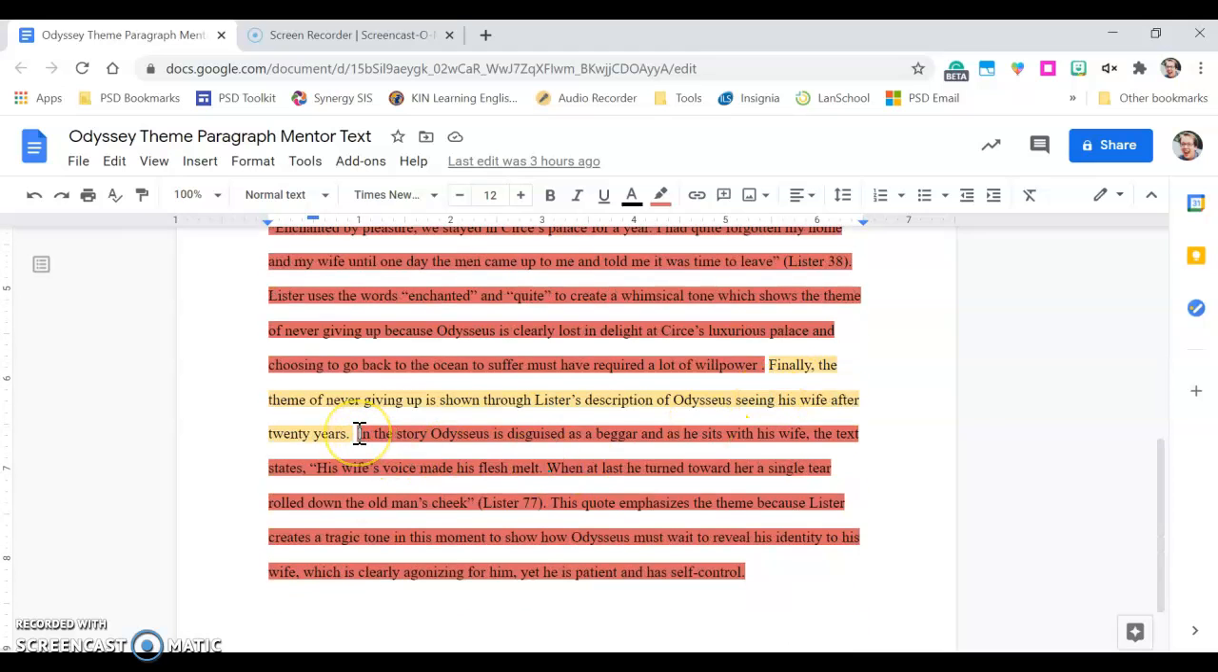the evidence sentences are always going to start with some sort of transition, or they're going to start with context. So, "In the story, Odysseus is disguised as a beggar, as he sits with his wife, the text states." So again, sometimes we use that context to help give a little bit more of a background. That means we do not have to quote this part of the book, because we just summarize this part, and then we can focus our quote on the part that we're going to be analyzing in our elaboration. So use context, use a transition before your quote.